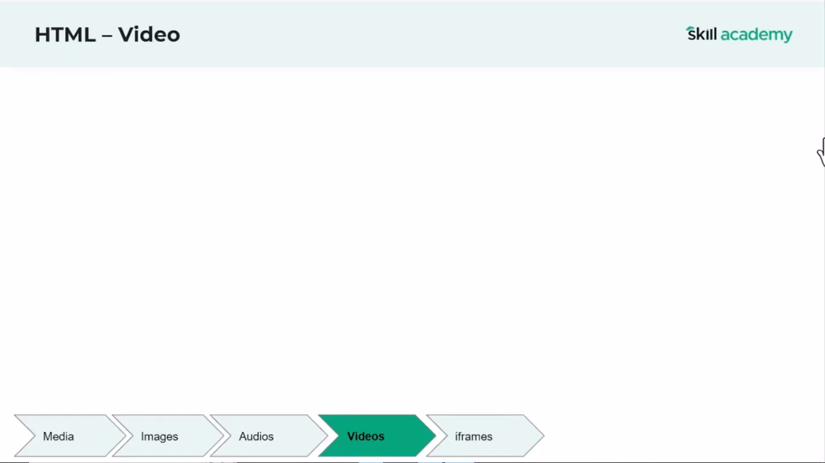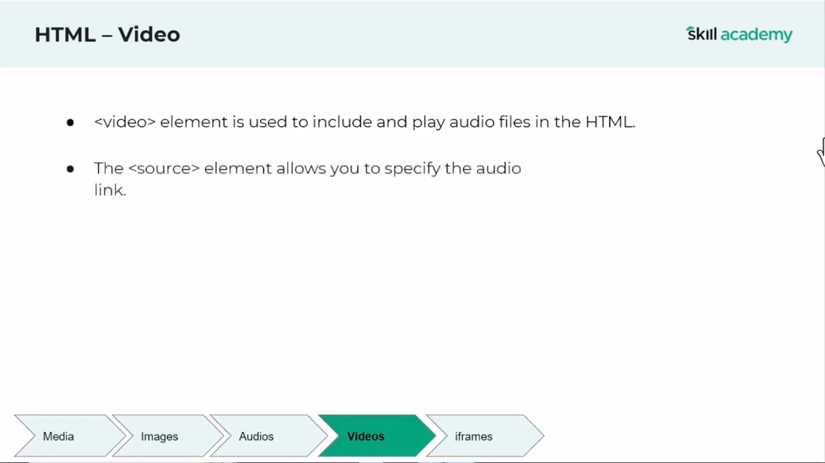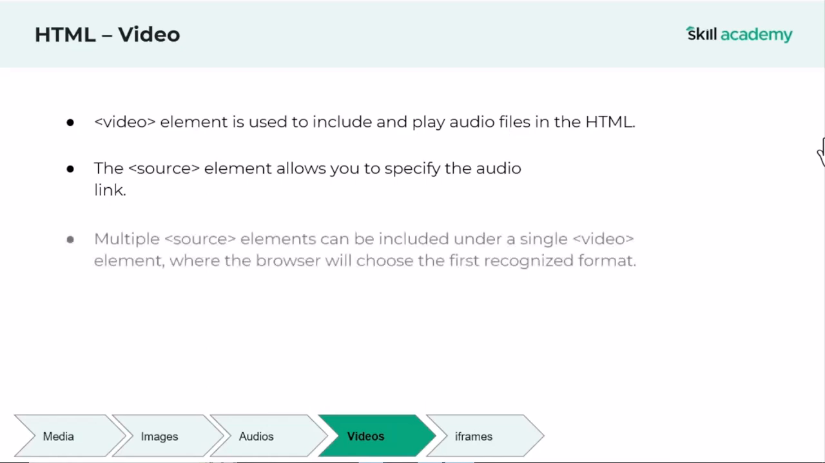So guys, the next media element which we are now going to understand is HTML video. If you want to display a video file in your web pages, you can use video element. So video element is used to include and play video files in the HTML. The source element allow you to specify the video link. Suppose if you want to play an MP4 file exists in your C drive or D drive, so you can specify that location using source element.